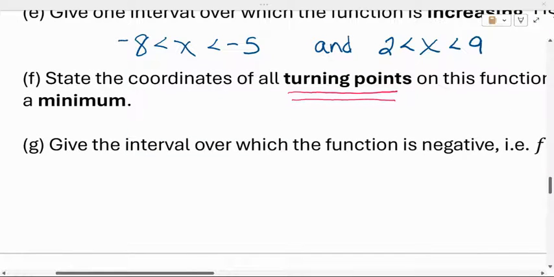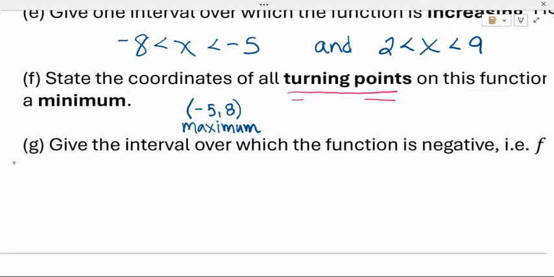So what are the turning points? Well, you have a turning point at -5, 8, and we said that that's a maximum. It's the highest part on the graph. And you have a turning point at the ordered pair, it's not -2, it's +2, -6. That was the lowest point on our graph, or a minimum.